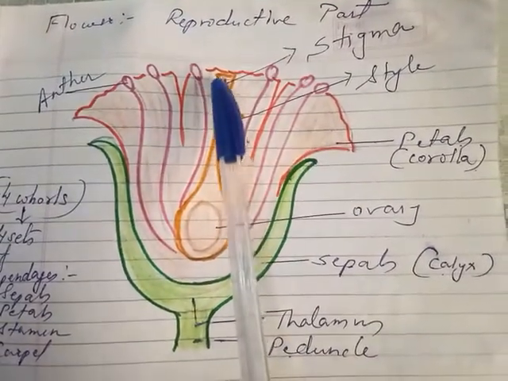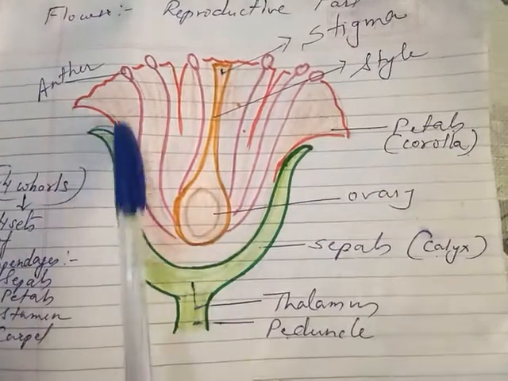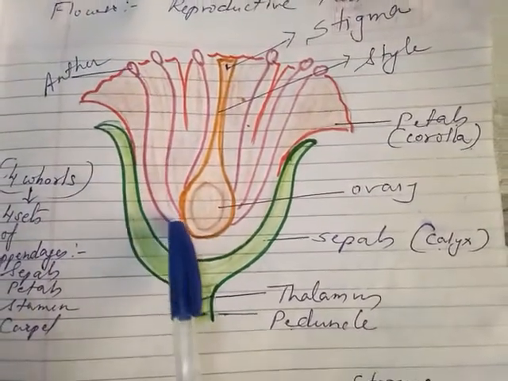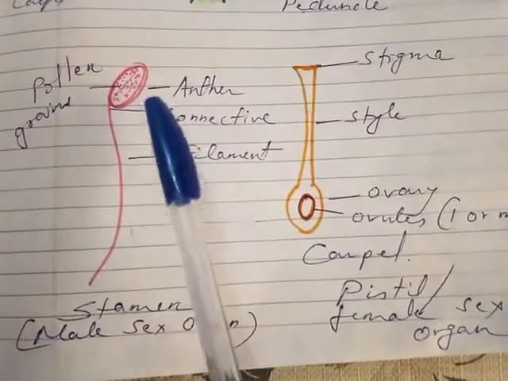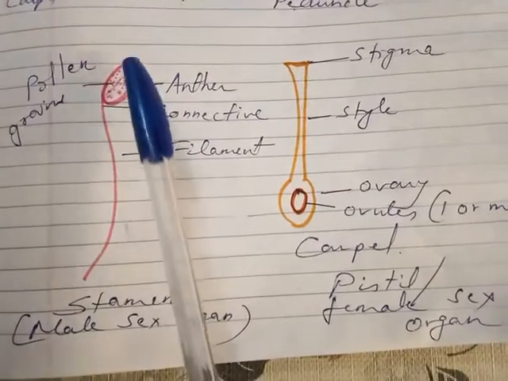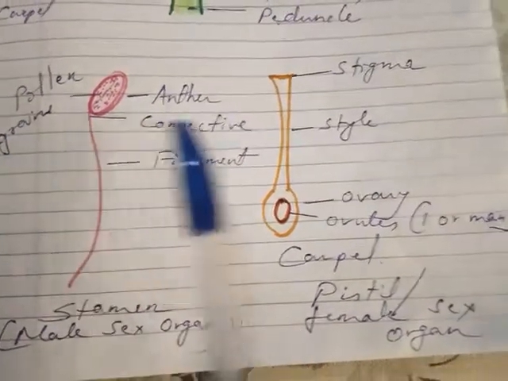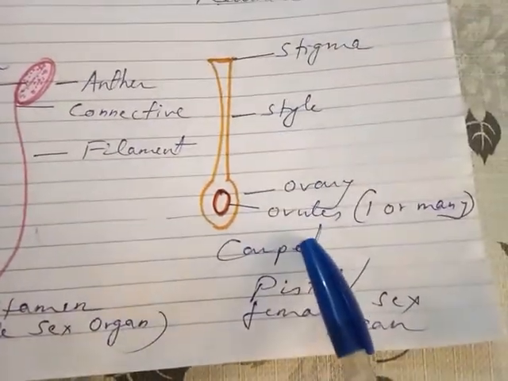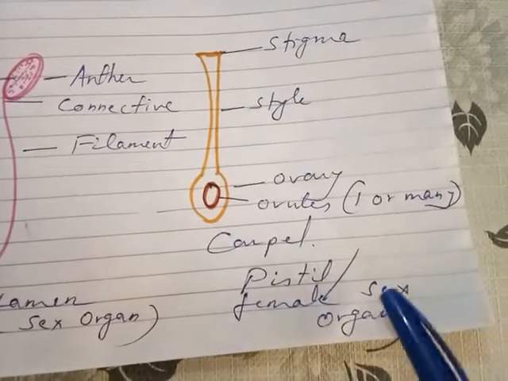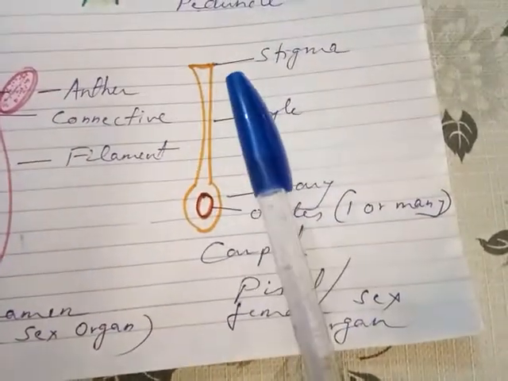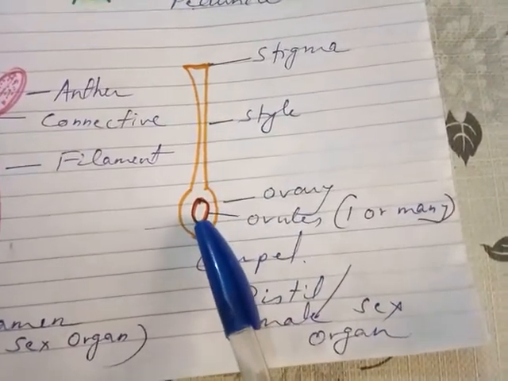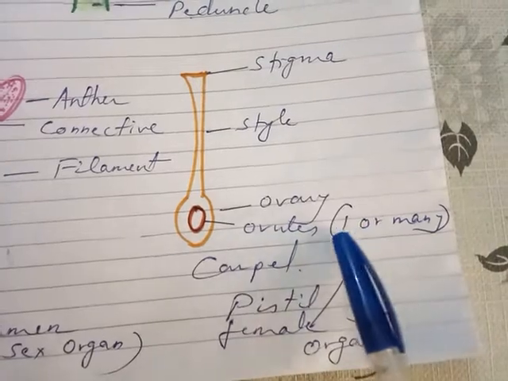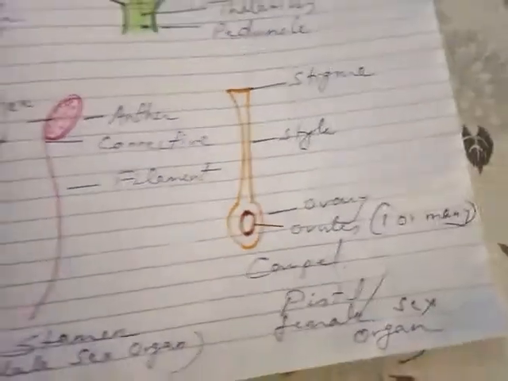Then the female part, which is called the carpel, and the male part, which is called the stamen. The stamen is the male sex organ having anther, connective and filament. The anther has pollen grains, while the female part is called the carpel or pistil, which is the female sex organ. Its parts are stigma, style and ovary. Inside the ovary, ovules will be present. It can be one or many.